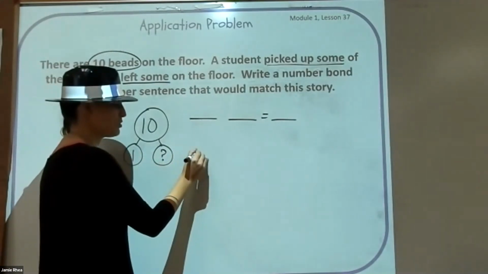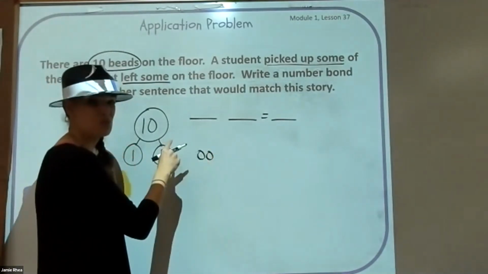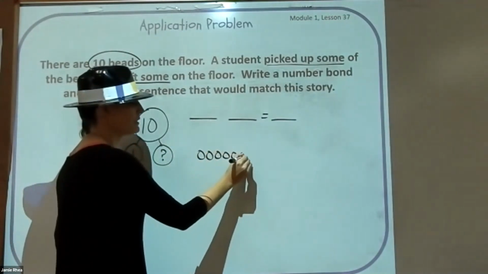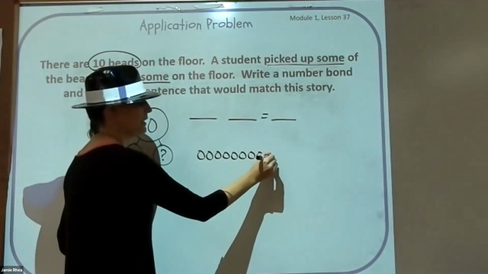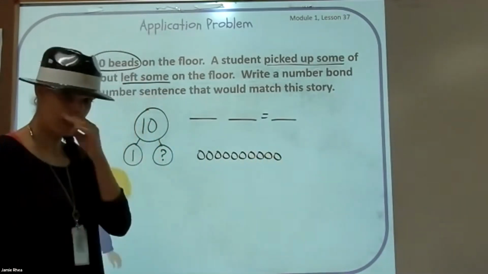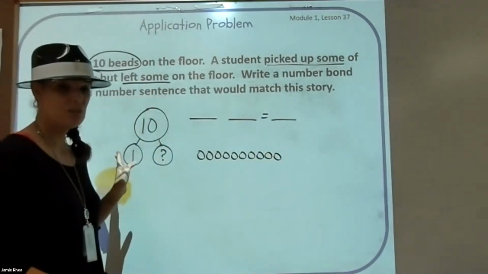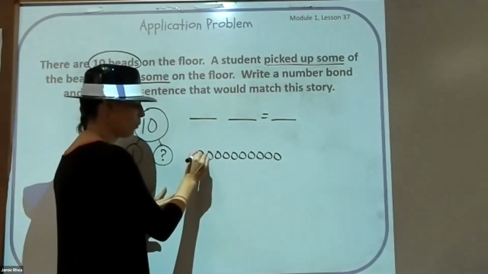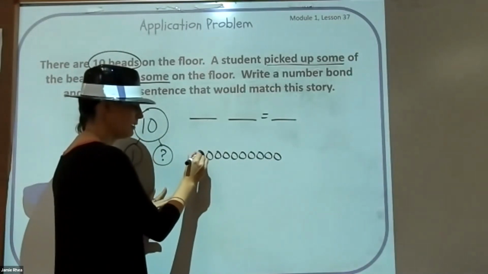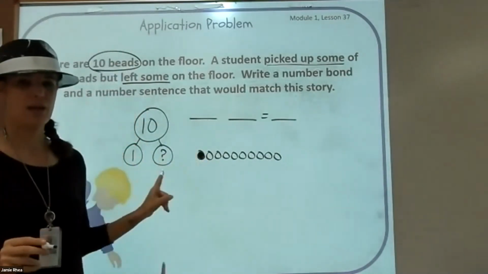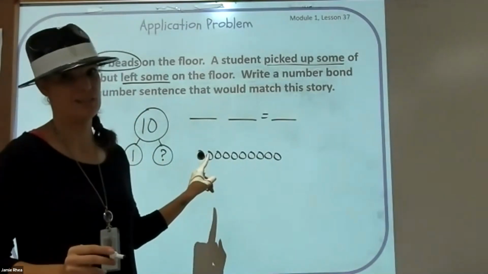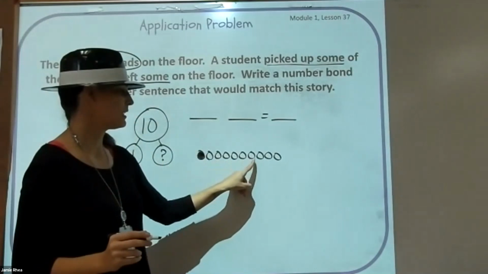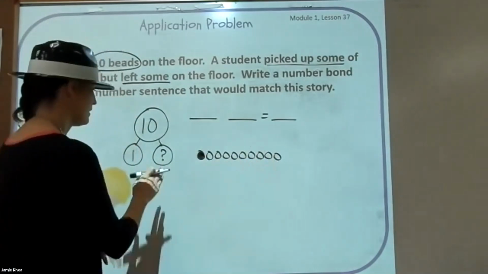So let's draw a picture to help us. I'm going to draw 10. There's 2, 3, 4, 5, 6, 7, 8, 9, 10. There's my 10 beads. Now, you don't have to use 1. You can use any number you want. I said 1, so I'm going to color 1 in. That's the 1 bead I picked up. How many did I leave on the ground? Or my son? 1, 2, 3, 4, 5, 6, 7, 8, 9. I could say 9.